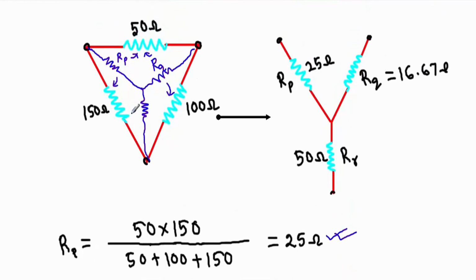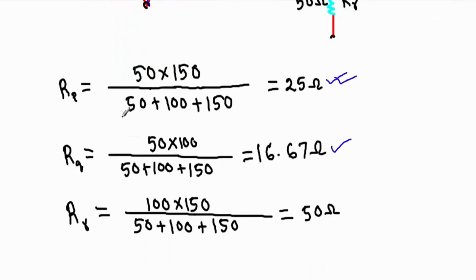After that, I will calculate this resistance. Let's say this is Rr. I will take the two adjacent resistors, 100 and 150, multiply this 100 with this 150 and divide this multiplication by the sum of 50 plus 100 plus 150. So this is our Rr, which will be equal to 50 ohm.